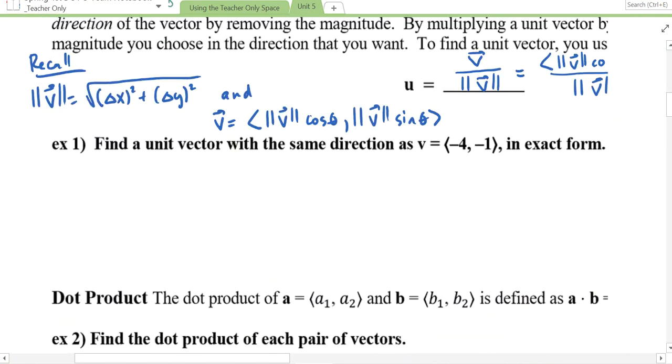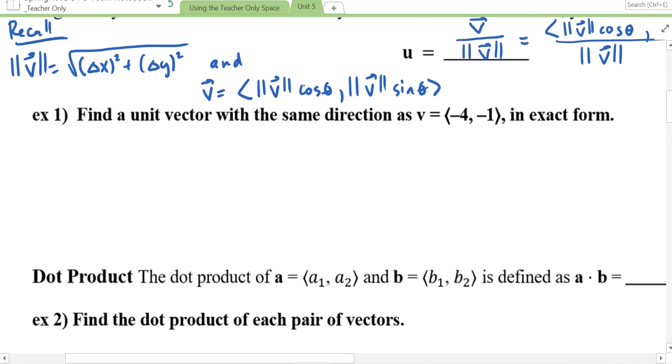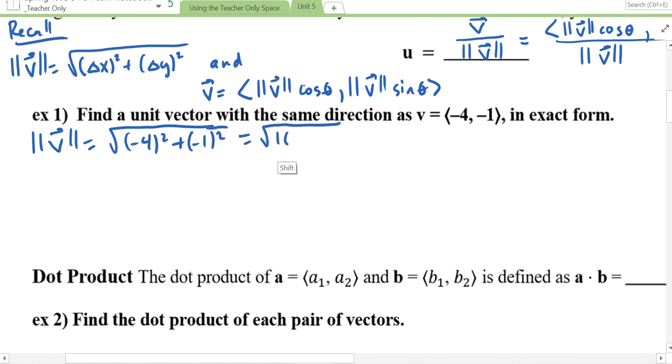All right, so here's an example. They want us to find the unit vector, and they give us v. They give us that v's components are -4 and 1, and they want the unit vector in exact form. So we have to go find the magnitude. The magnitude of v is equal to the square root of -4 squared plus 1 squared, which means it's going to be the square root of 16 plus 1, which gives me the square root of 17.